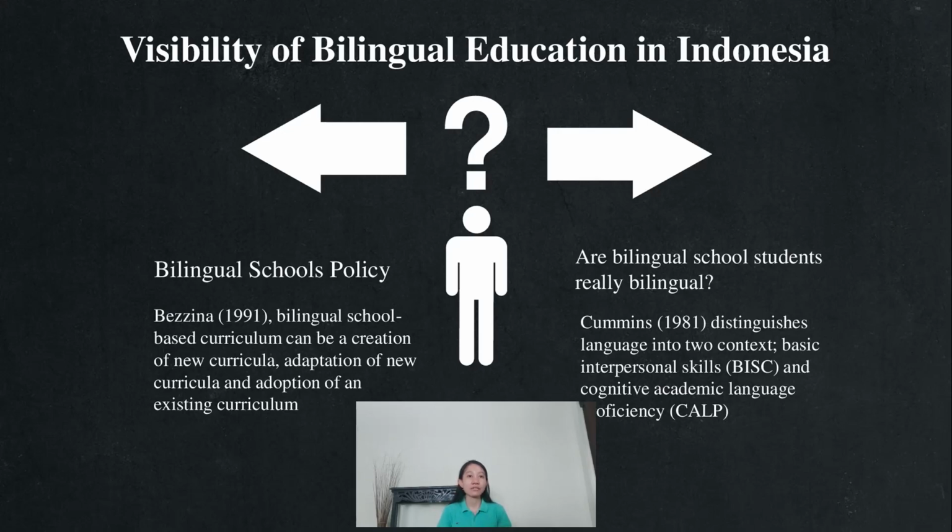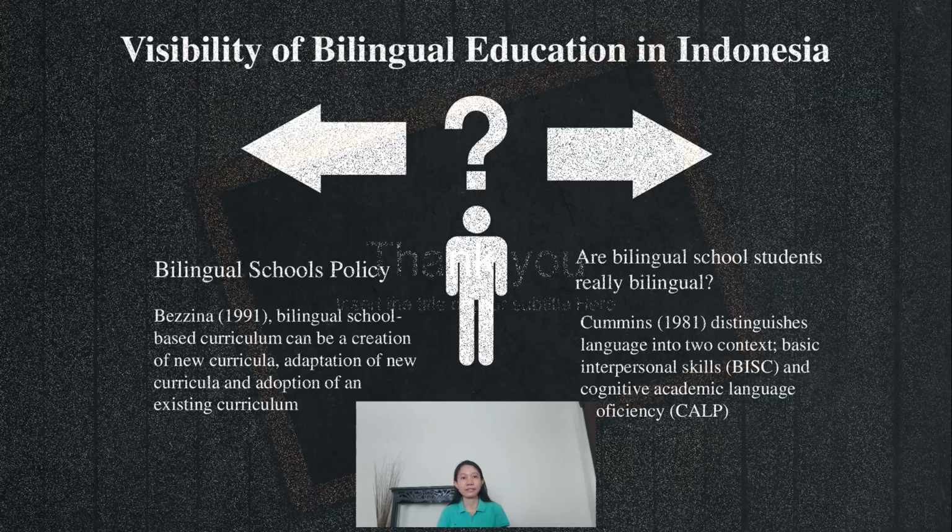It can be answered by Cummins' theory of language context, which is based on basic interpersonal communication skill and cognitive academic language proficiency. The students are good at basic communication or daily communication, but they still have limited vocabulary in cognitive context or in the formal context of learning certain subjects and content.